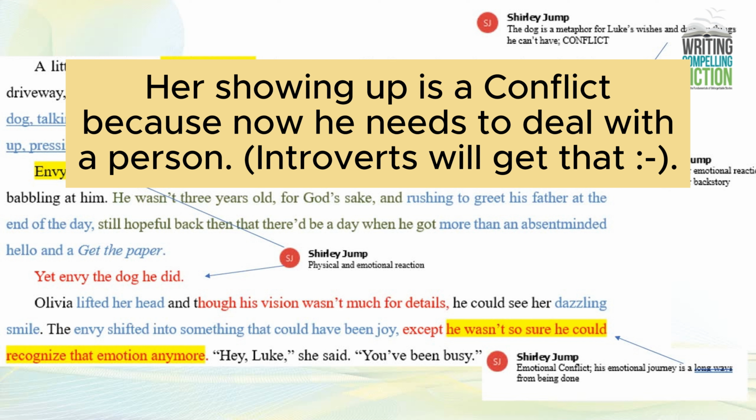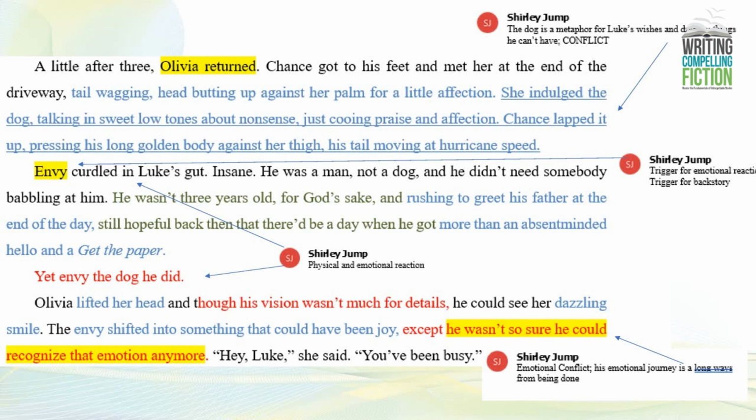And then I show the dog, and the dog is not just there to be a dog. And you'll see why in a second. The dog has, it's all showing. That's what the blue is. Tail wagging, head butting up against her palm. She indulged the dog, talking in sweet low tones about nonsense, cooing praise and affection. Chance lapped it up, pressing his long golden body against her thigh, his tail moving at hurricane speed.